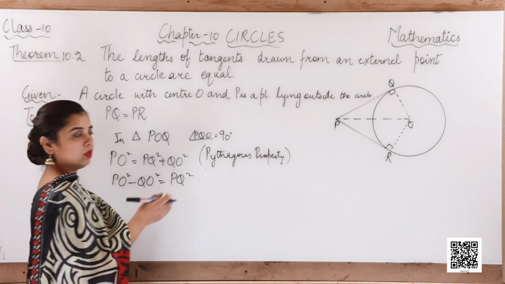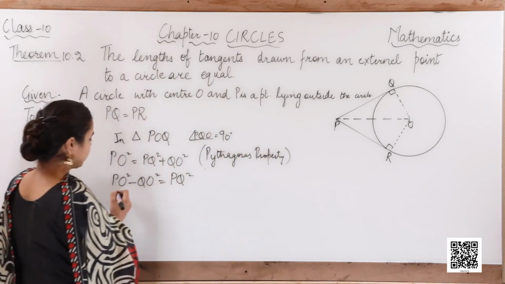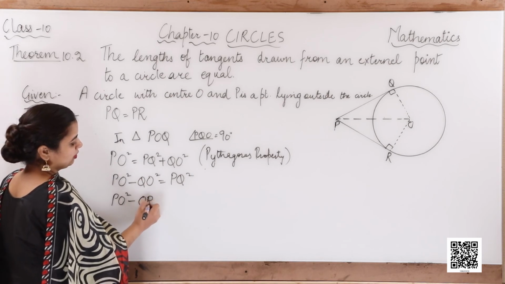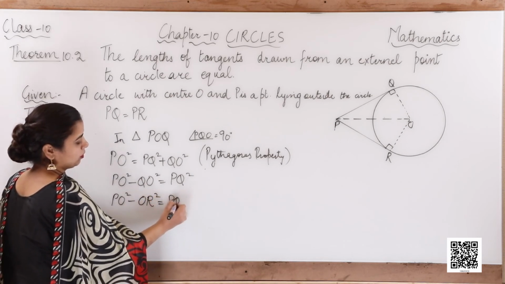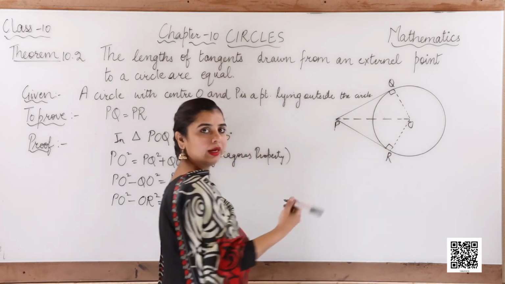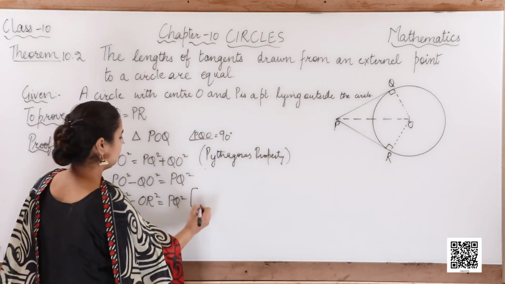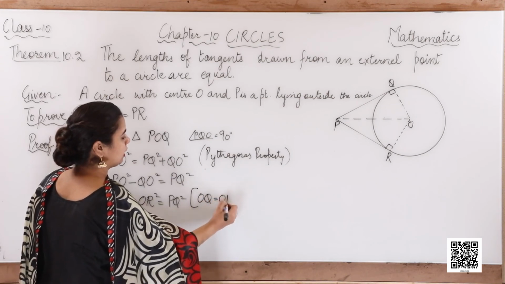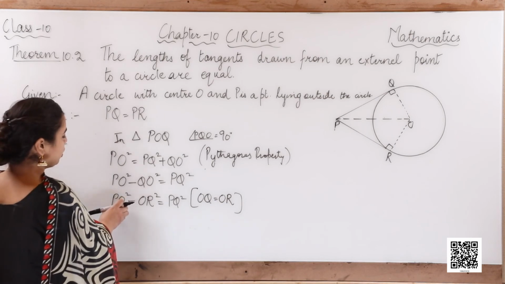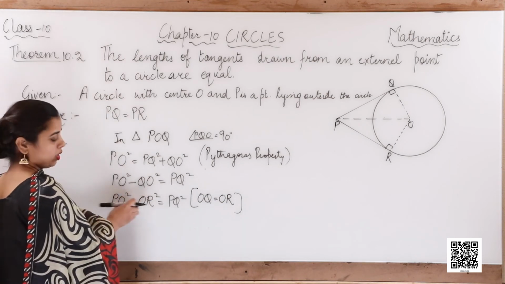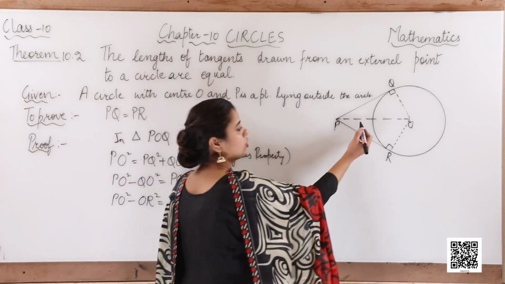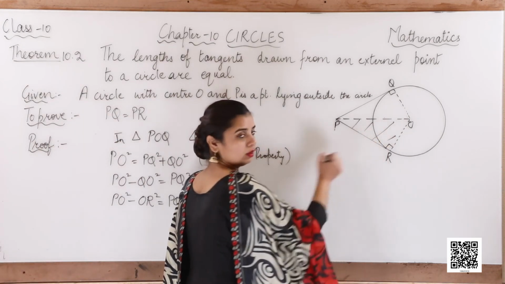Now, PO is common between both the triangles. Can we replace QO with OR? Why is it possible or why is it true? Because OQ and OR, they are radii of the same circle. So we can clearly write OR in place of OQ. Now PO square minus OR square. These two are sides of which triangle? They are sides of this triangle, triangle POR.